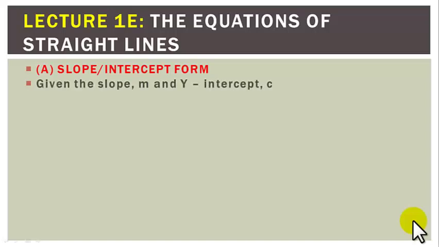Given the slope m and y-intercept c, we can draw a straight line. Let us draw the x-axis and the y-axis, then the straight line given slope m and y-intercept c is this straight line. The slope is m and this is the y-intercept c.